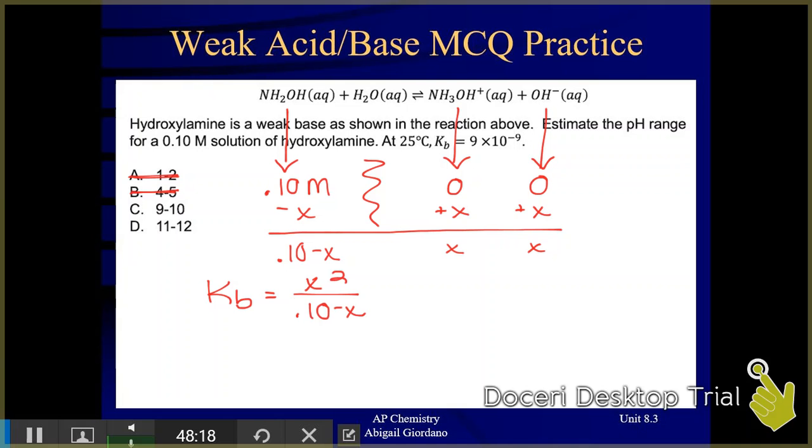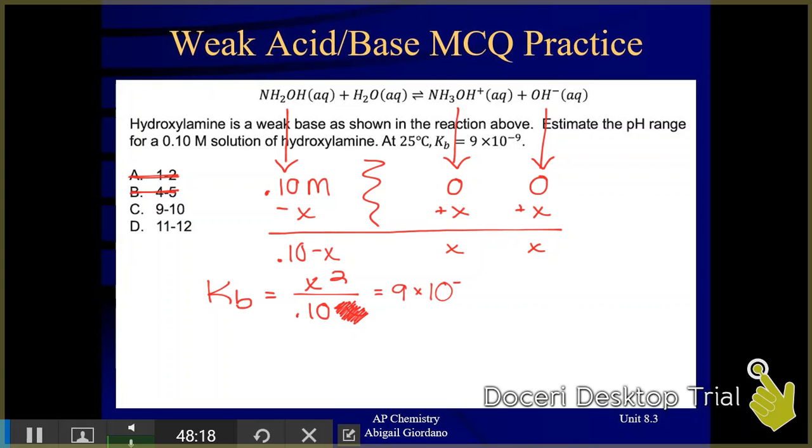If you are in a multiple choice situation and you find yourself setting up an ice table, let me say this again. If you're in a multiple choice situation, not free response, just multiple choice, you have the permission to get rid of that minus x right there. The thought being that that dissociation, remember x represents how much of this base ionized. That amount of ionization is so small that it's considered negligible. So you can get rid of it.